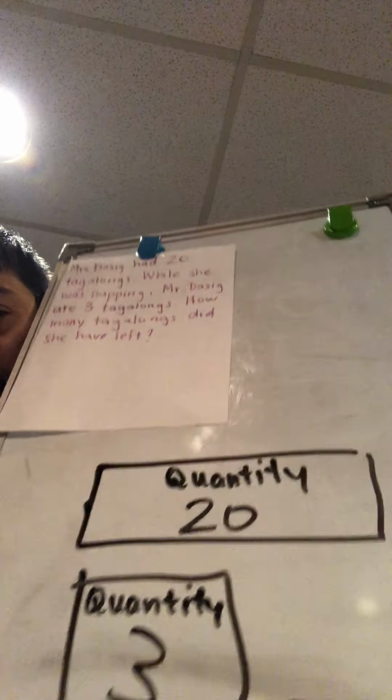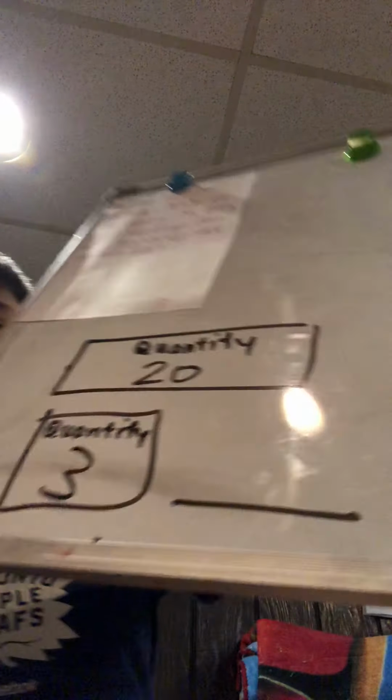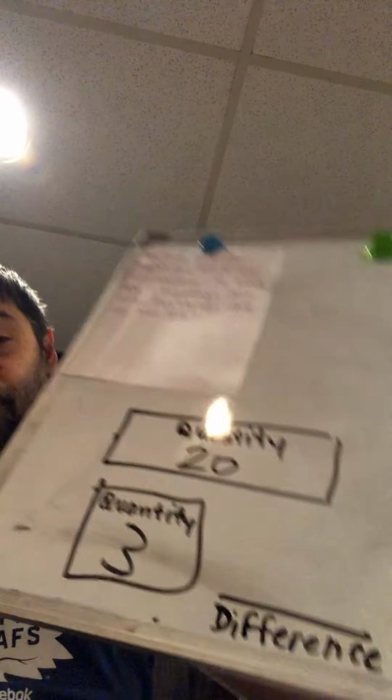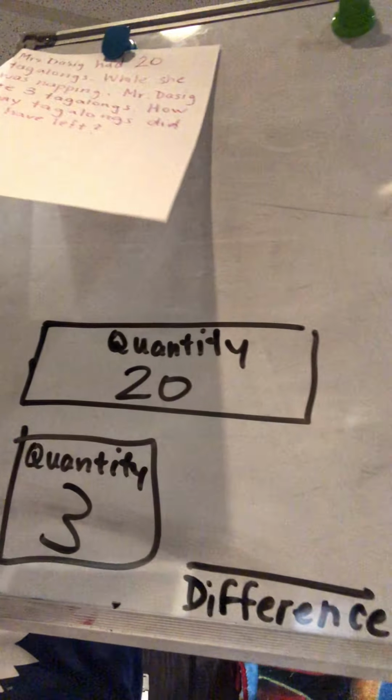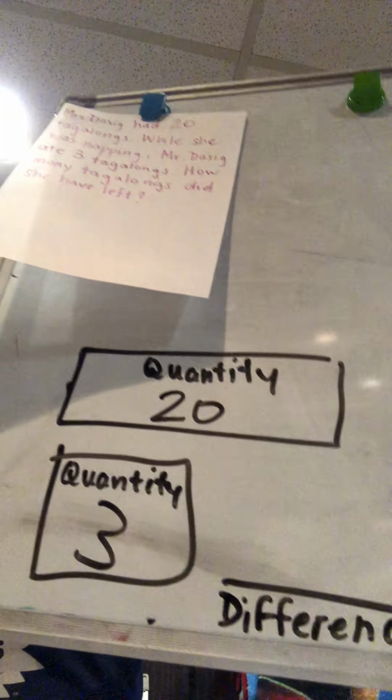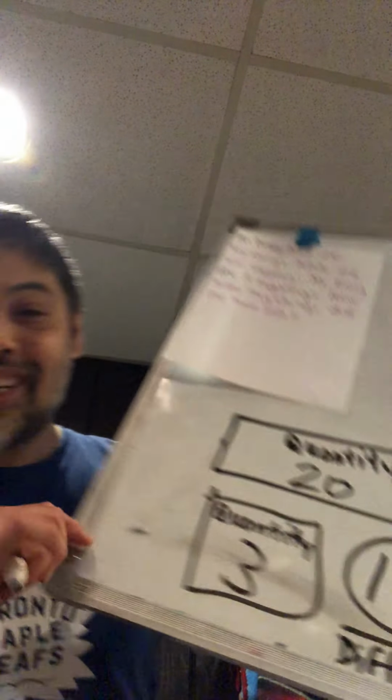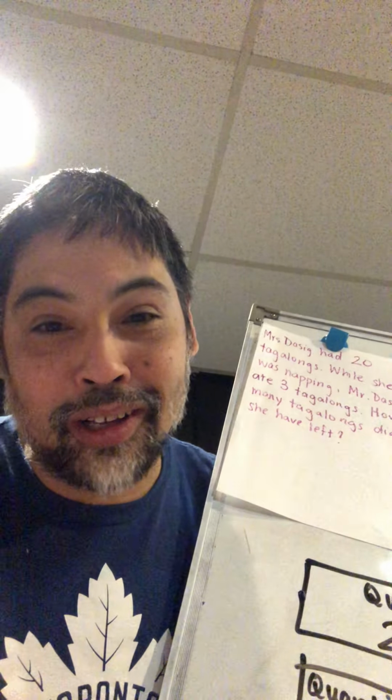Okay. Now, this line here is the difference. That's the difference between 20 and 3. Okay? Now, you can put that 20 in your head and count back 3 and see where you land. Okay? 19, 18, 17. You land at 17. She had 17 Tagalongs left.